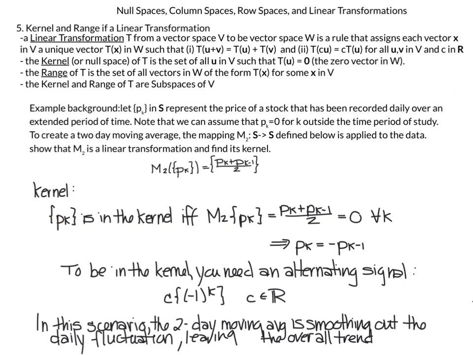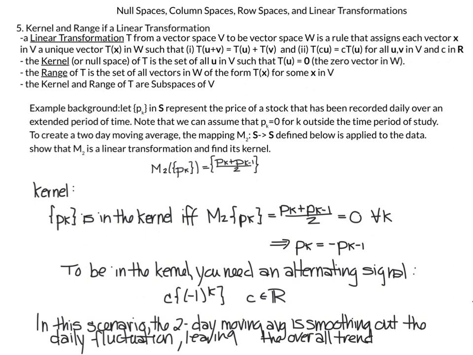So first, p_k is in the kernel if M2 of p_k is equal to 0, and we know M2 is equal to p_k plus p_(k-1) over 2. So in other words, p_k has to equal negative p_(k-1). That means the price just keeps alternating between a positive value and its negative value. So to be in the kernel, you need an alternating signal so that on the kth day, the price is c, some constant, times (-1) to the k power. Again, c would be the actual price, and the -1 is what makes it alternate.